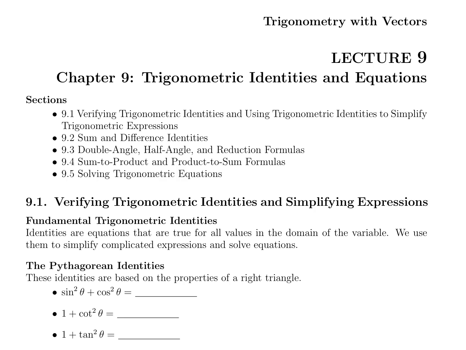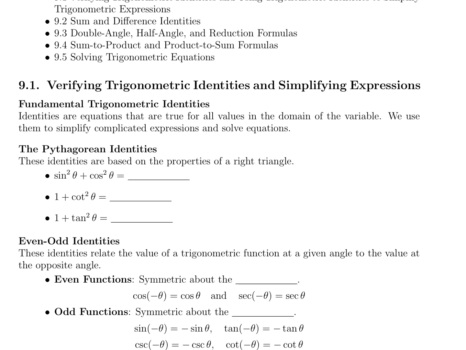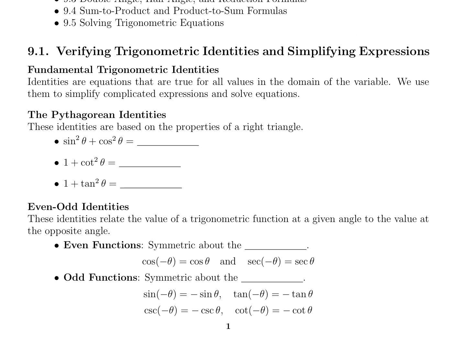Hi, today we're looking at 9.1, verifying trigonometric identities and simplifying expressions. So the important identities that you want to have memorized are sine squared plus cosine squared is equal to 1. The second one comes from dividing everything by sine squared. If you divide everything by sine squared, you will get 1 plus cotangent squared is equal to cosecant squared.